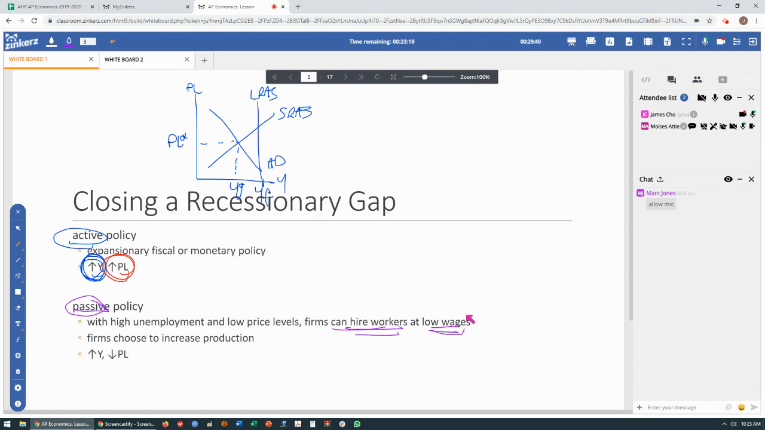What that's going to do is increase short run aggregate supply. And as short run aggregate supply increases, what happens to GDP? GDP increases too. What happens to price level? Decreases. So that's a little bit better than increasing our AD. If we increase our AD, our GDP will increase, but it'll come at the cost of higher prices. If we just leave it alone with passive policy, we get that increase in GDP, but now it happens at lower prices. That's fantastic. That's a supply side boom.